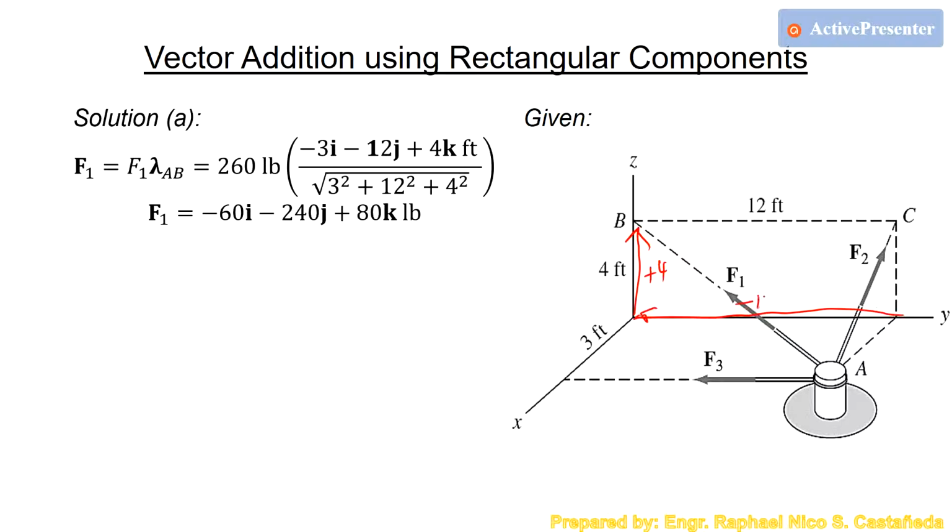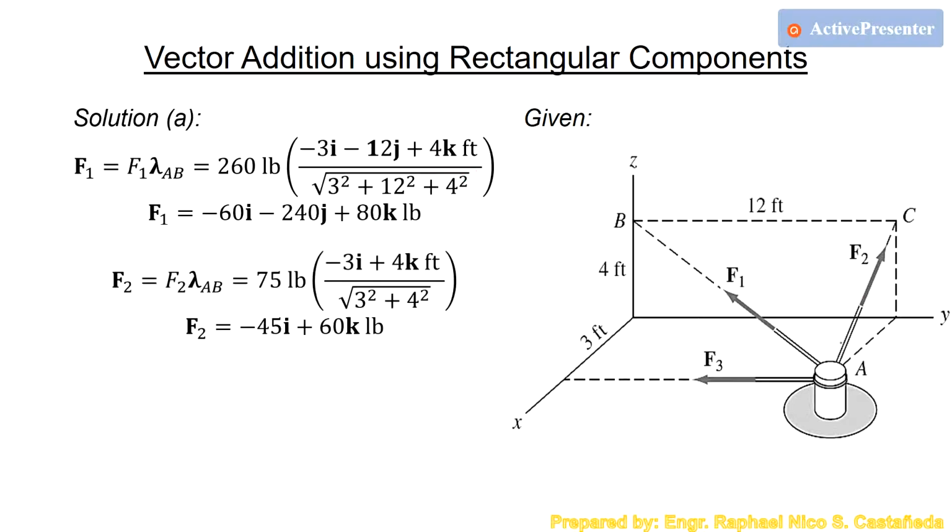I will write it again. So we have negative 3, negative 12, and positive 4, following the triangle law: connect the components in a head to tail manner. Then we calculate its magnitude, RAB. This is the vector form of the position vector, so you will get the unit vector. After you calculate the unit vector, you multiply it directly by the magnitude of F1, which is 260 pounds. Then you will get the X, Y, and Z components of F1: F1X, F1Y, and F1Z.